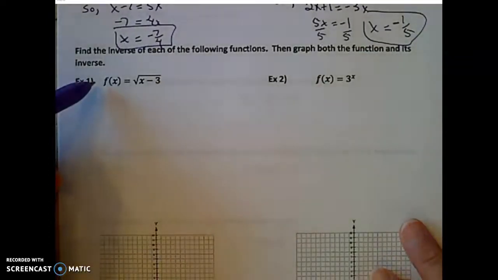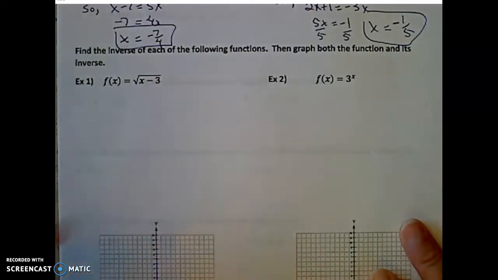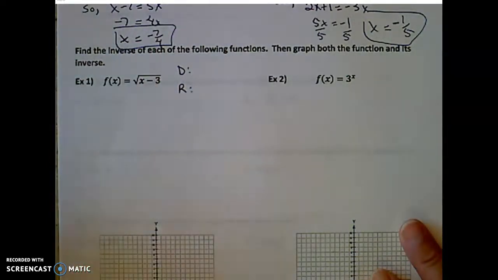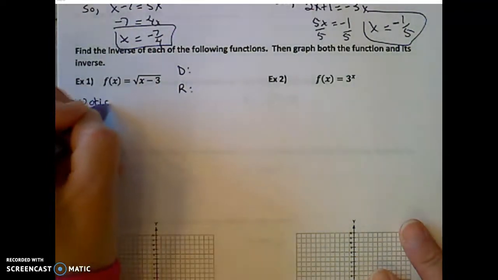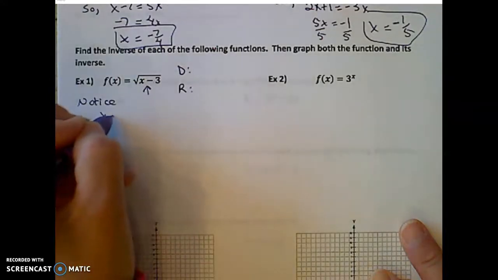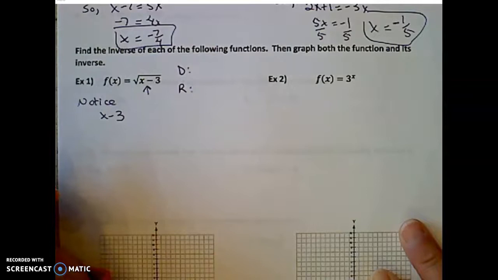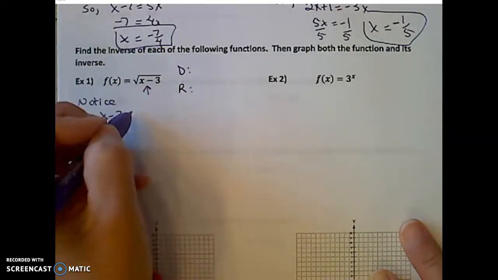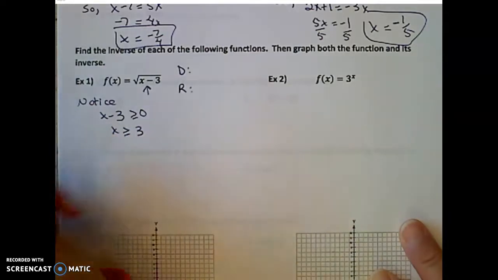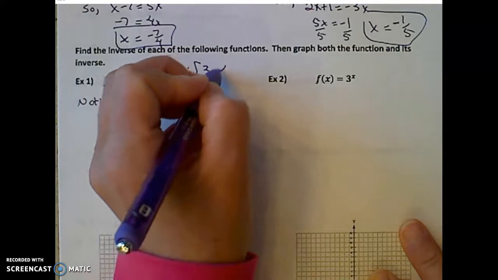Alrighty, can you please start to find the inverse of this function, and then we're going to graph both this function and its inverse. I think I would like to list the domain and the range of this function first. Notice that with a square root function, what kind of numbers can you have under the root, and that's going to give me the domain. Notice x minus 3 needs to be what? x minus 3 needs to be positive, so greater than or equal to 0, and x has to be greater than or equal to 3. Gives me a domain from 3 to infinity.